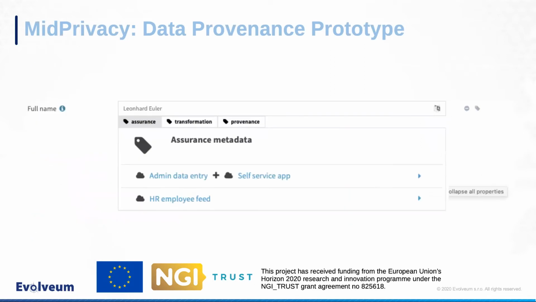In the picture, you can see the result of the midPrivacy. It describes the attribute full name with the value Leonard Euler. The same value originates from two separate sources. First, it was created based on the data in HR employee feed resource, but the same value was also propagated to midPoint as a combination of admin data entry together with self-service application.